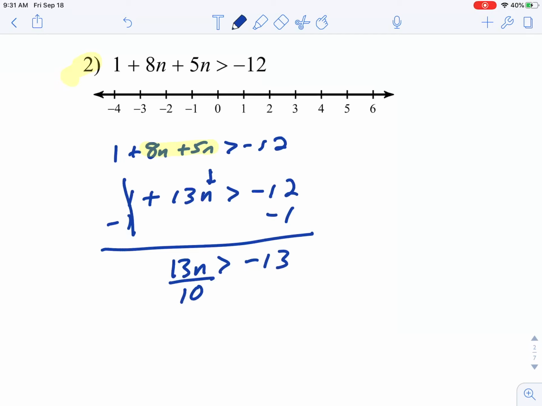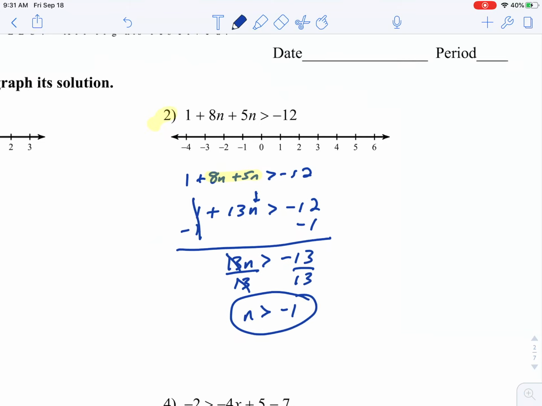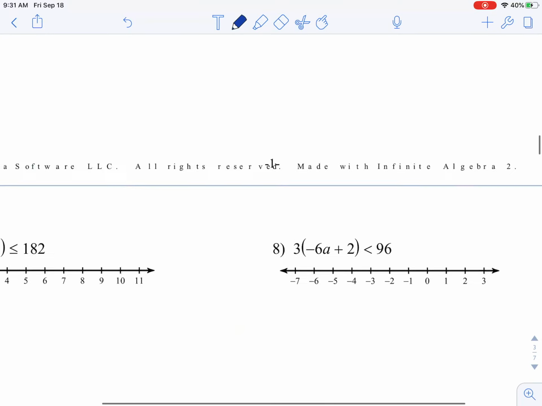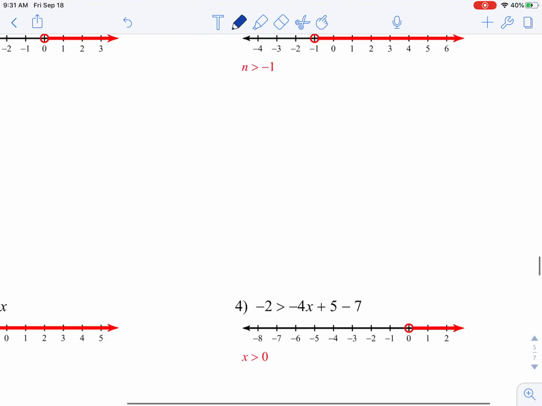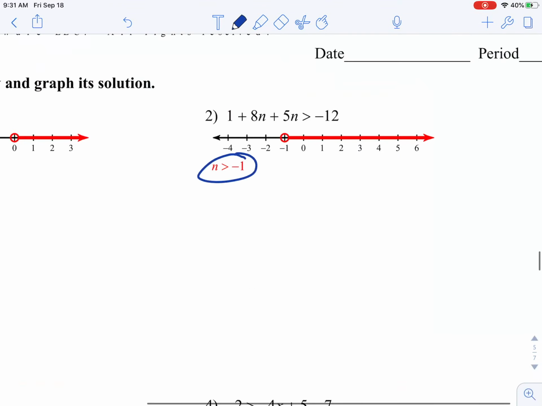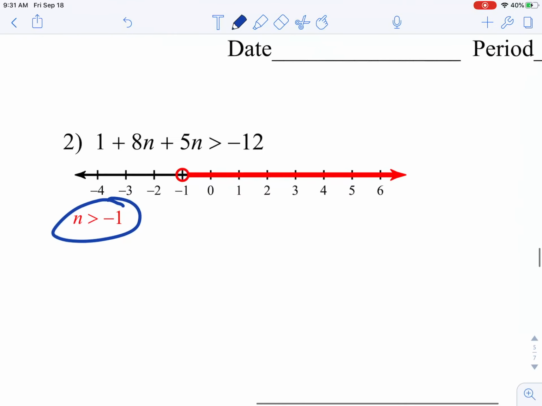Divide both sides, what am I doing? Divide both sides by 13. 13 divided by 13 cancels out. Negative 13 divided by 13 is negative 1. And now it is isolated. Now before I get to the graph, I'm going to go down and check my answer so far to see that it works, and there it is. Well, let's go ahead and look at the graph.